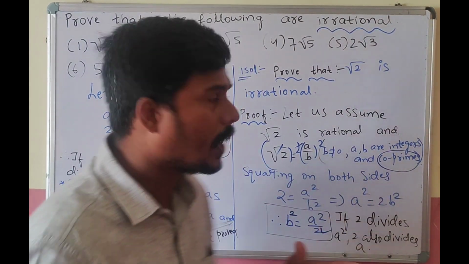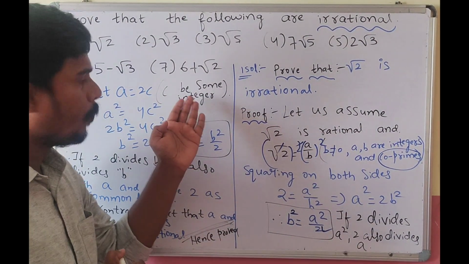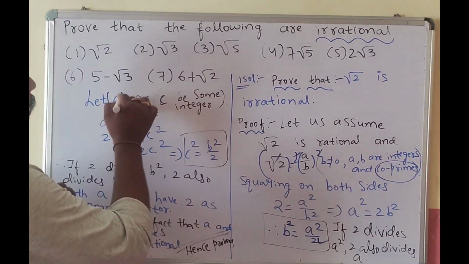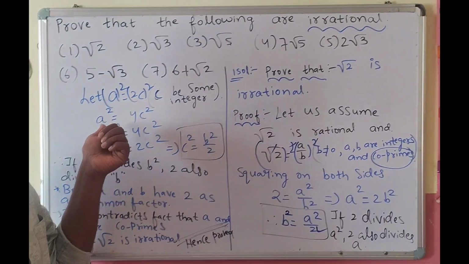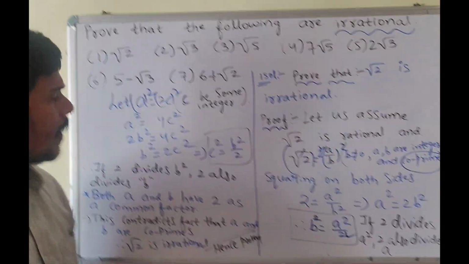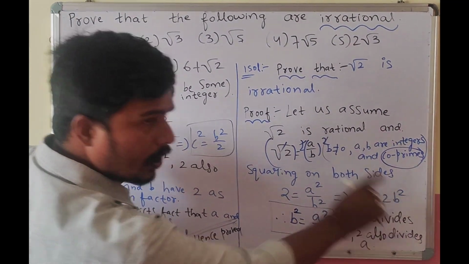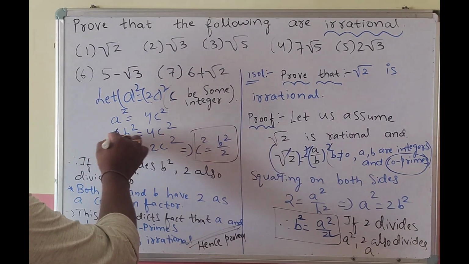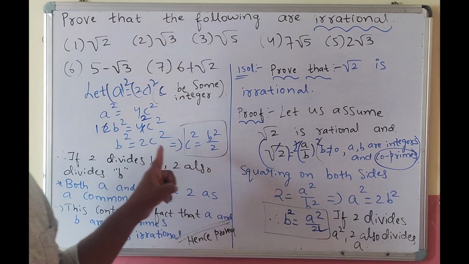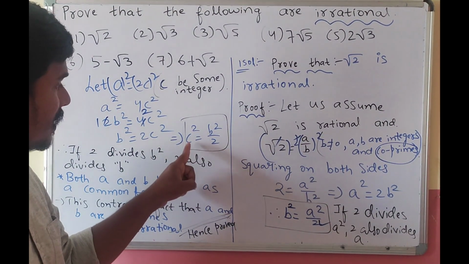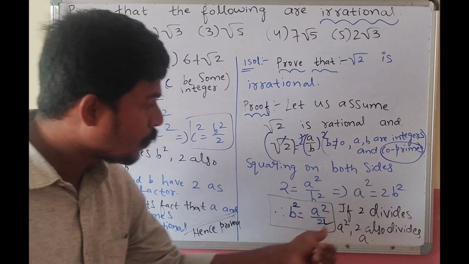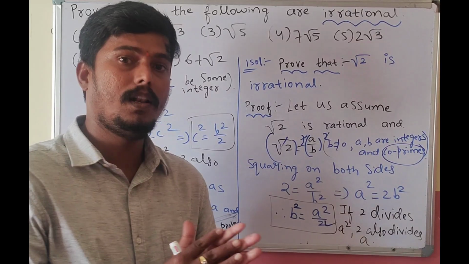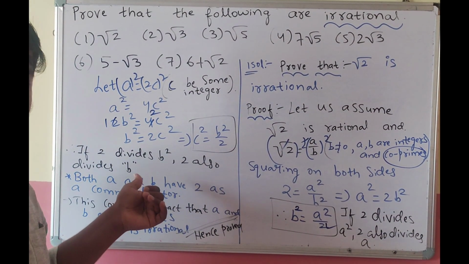The next one, we continue with a equals 2c, where c is some integer. Again squaring: a square, and 2c whole square is 4c square. Now a square is equal to 2b square, so in place of a square we replace: 2b square equals 4c square. Cancelling, b square is equal to 2c square. Rewriting for b square, the same theorem applies: if 2 is a prime number and it divides b square, then it also divides b.